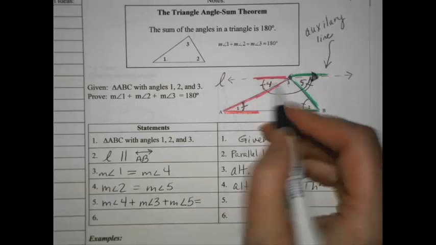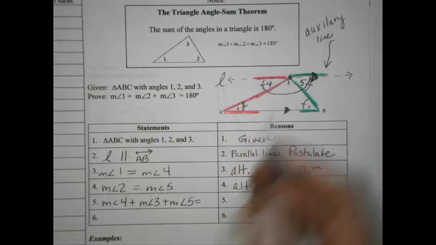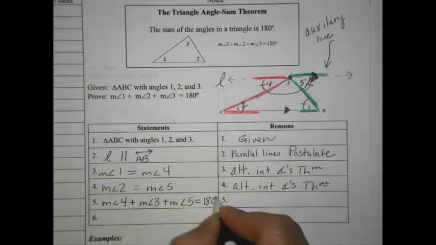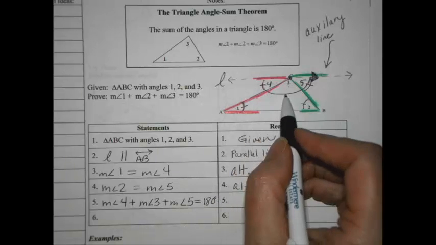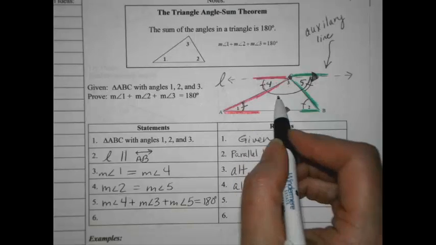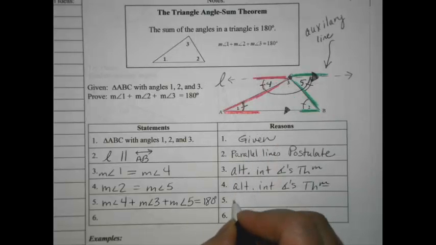What are they equal? We make that straight line, all three of them, so we're going to say that's a 180 total. And we just did what's known as the angle addition postulate. We're adding the three angles together, all adjacent right there. Angle addition postulate.